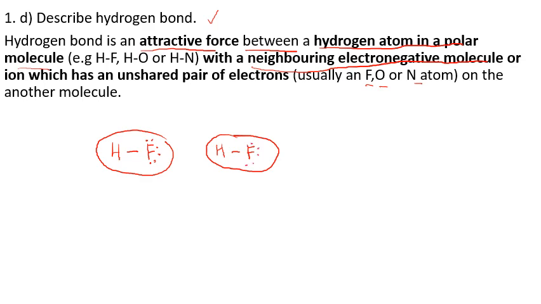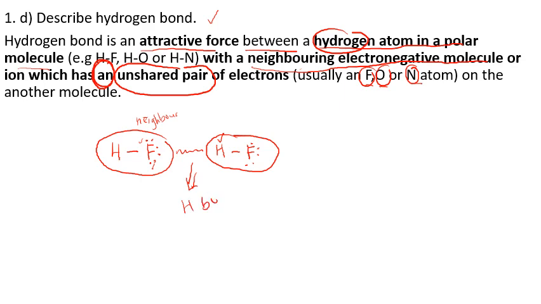So this is a hydrogen atom, and then with a neighboring electronegative molecule, so this is the neighbor molecule. This neighbor molecule has fluorine, which has at least one pair of unshared electrons. If we look here, fluorine has 3 pairs, so there is at least one pair of unshared electrons, usually on fluorine, oxygen, or nitrogen. So this is a hydrogen bond.